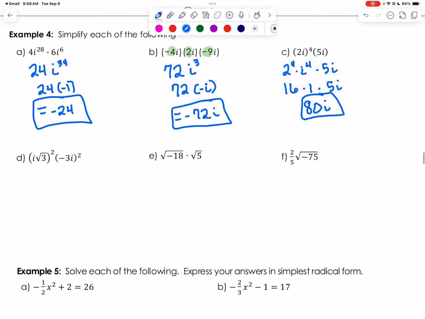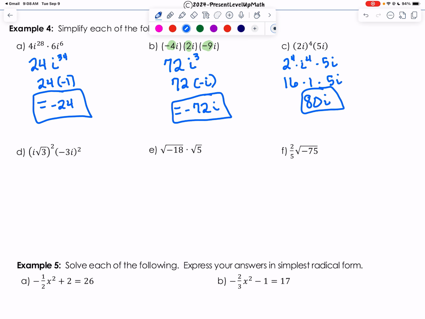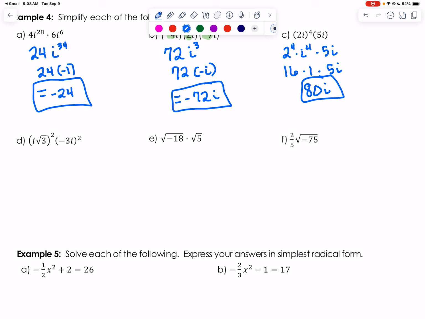All right, problem D. i times the square root of 3, squared, times negative 3i, squared. So this is i square root 3 times i square root 3 times negative 3i times negative 3i. All right. So let's multiply the first two together. i times i would be i squared times square root 3 times square root 3 is square root 9. Negative 3 times negative 3 is positive 9. And i times i is i squared.